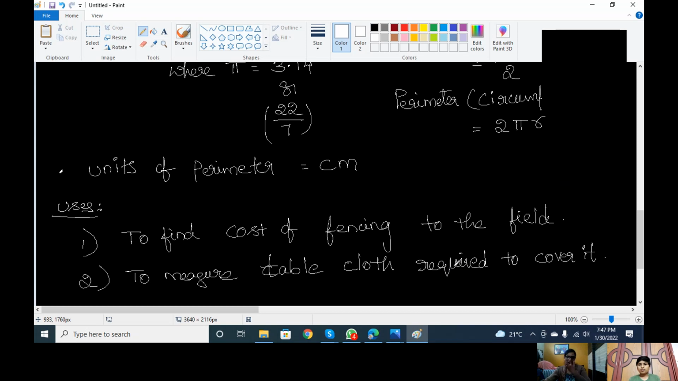Could you give me any example? Find the length of a lace to put on a handkerchief as a holder. I mean, like this, this boundary is called perimeter. Yes, if you want to put a lace around your kerchief, you need to find out the perimeter. Good example.